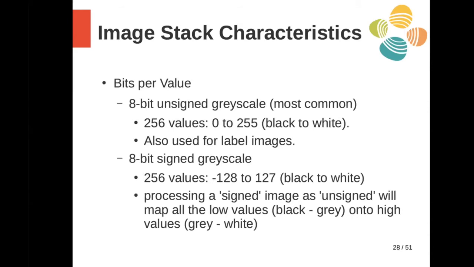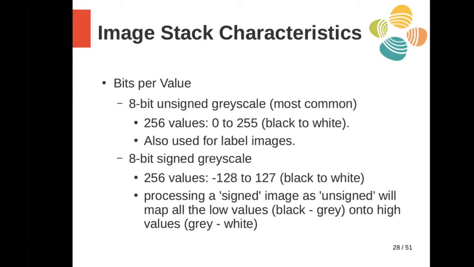So each channel is going to be represented at the low level using an integer of some sort, a bunch of bits. We may get, for example, an 8-bit image. So we may get 8-bit unsigned, which is probably the most common type of image. And in this case, we can represent values from 0 to 255. 0 is black and 255 is white. These images are also used for label images. Because the pixel values are represented as numbers, in this case 0 to 255, after we segment, we could represent 255 objects.